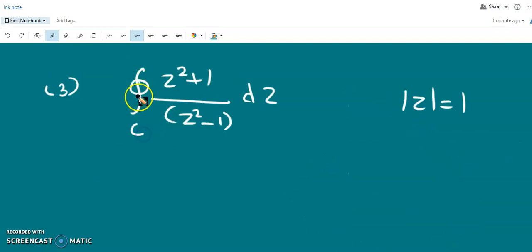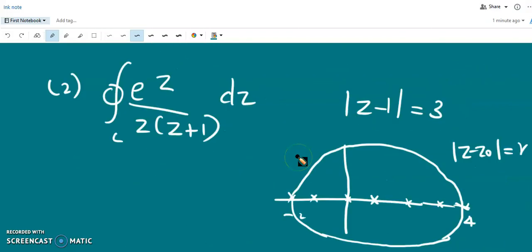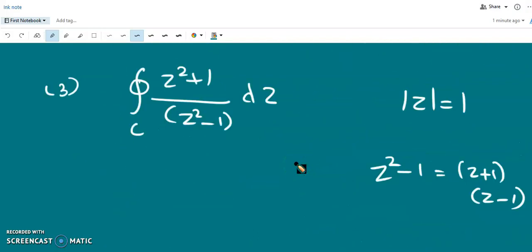Next question is to evaluate the closed integral over C of z square plus 1 divided by z square minus 1 dz, where C is the contour mod z equal to 1. You can factorize the denominator as z plus 1 into z minus 1, and then use the method of partial fractions to find the result. Okay, so these are the assignment questions. Okay, thank you.